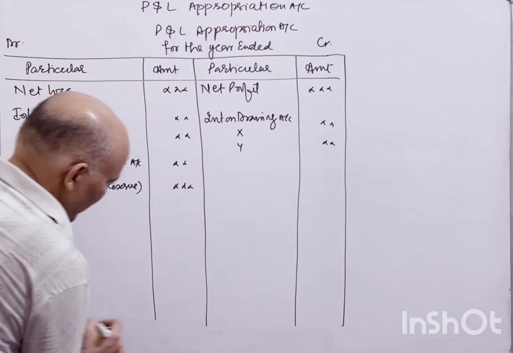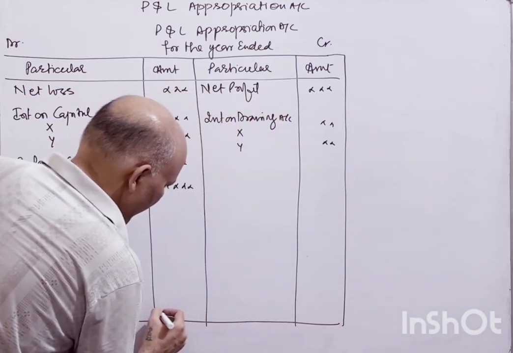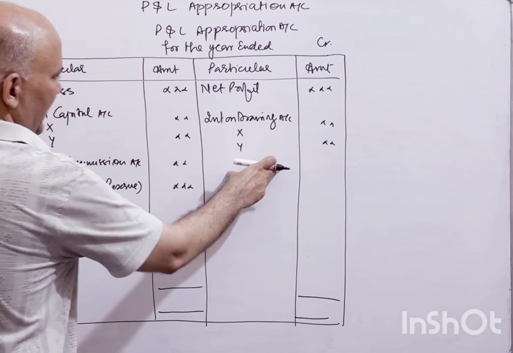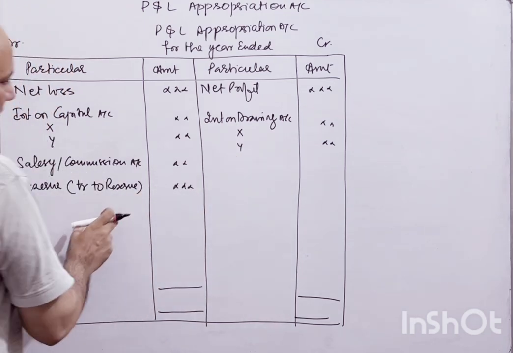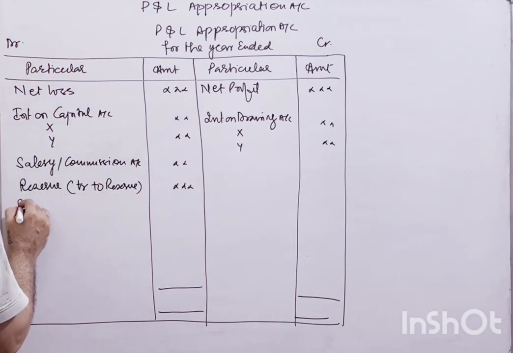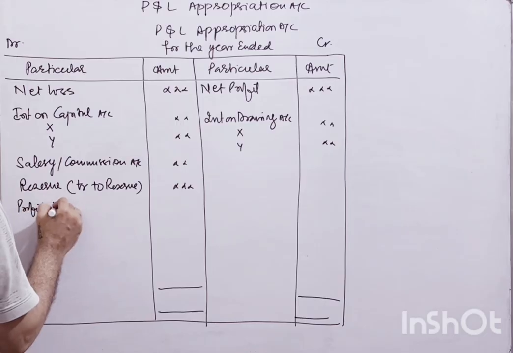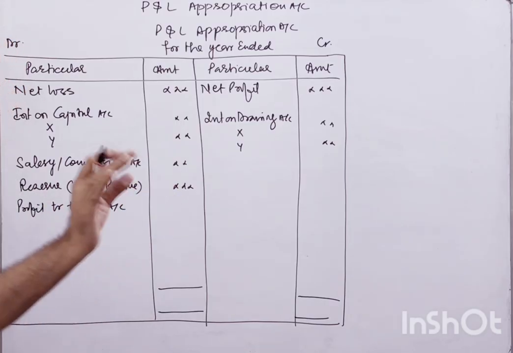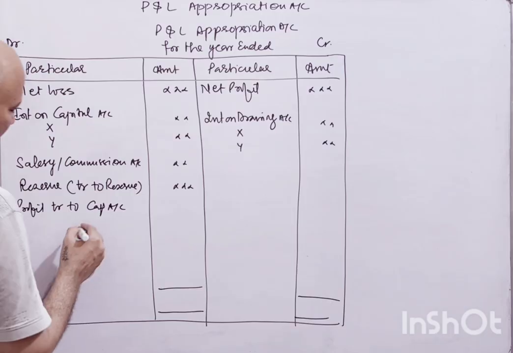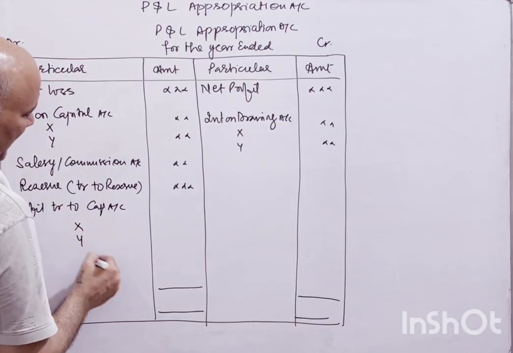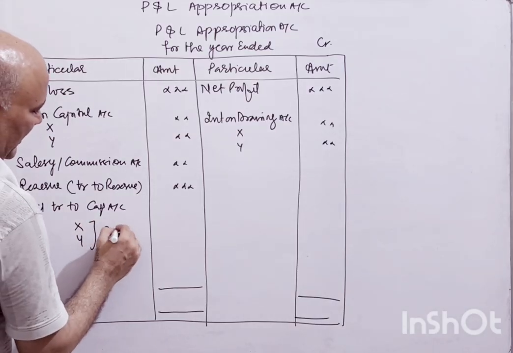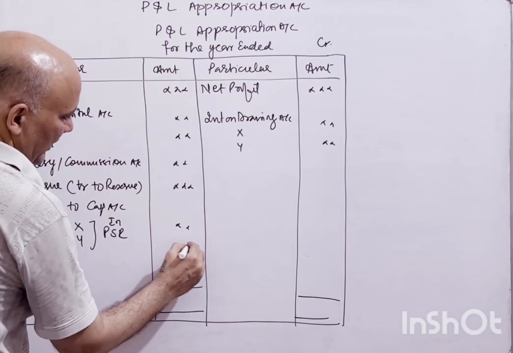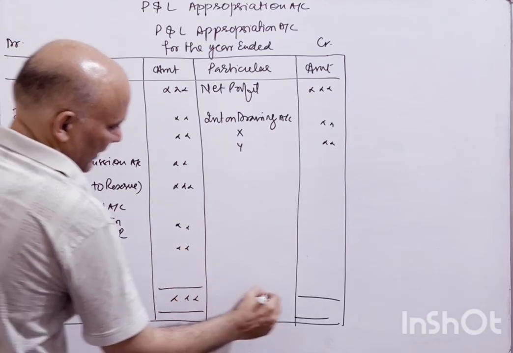So then we will close this, right? If there is an excess of credit over debit, that means this side is more and this side is less, so profit is transferred to capital account or current account. In this case I'm writing here capital account, X and Y in their profit sharing ratio, in PSR. So they will be given and the total will be there.